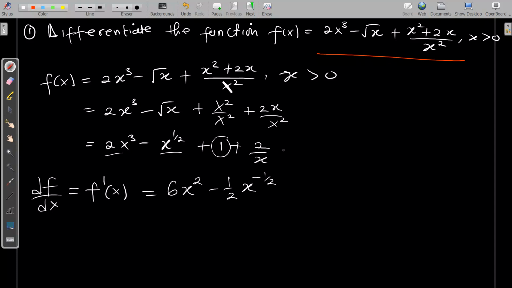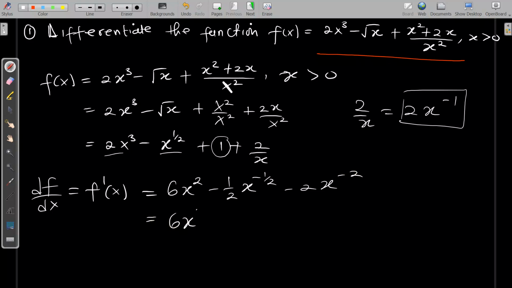But when it comes to the last part, notice that 2 over x is the same as 2x to the negative 1. So we apply the differentiation rule on this. You multiply negative 1 to the front and you have minus 2, then x to the power of minus 1 minus 1, which is minus 2. Again I can go ahead and simplify this using normal algebra. So it's 6x squared minus 1 over 2 root of x, then minus 2 over x squared. I want you to know how to move from this step to that step, using indices. So this is the final solution.